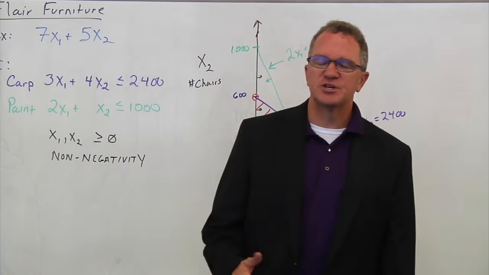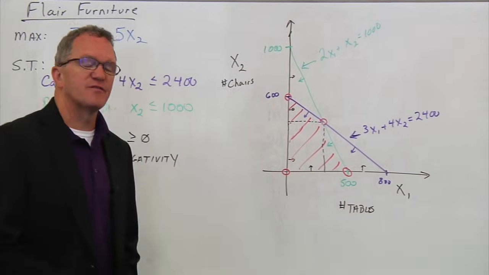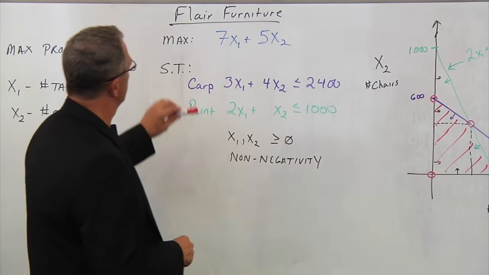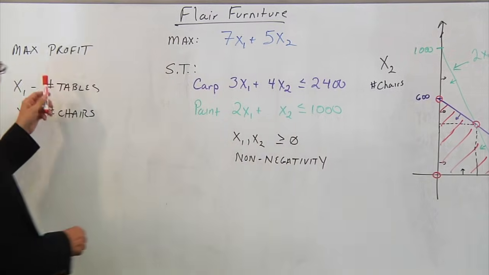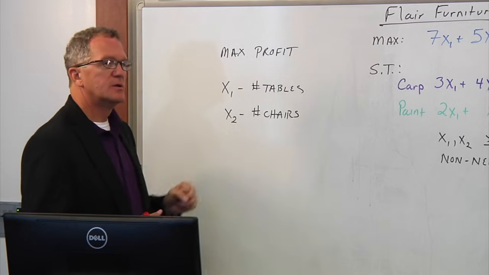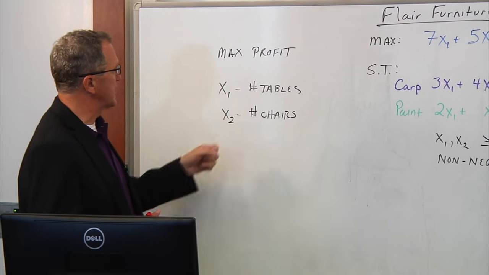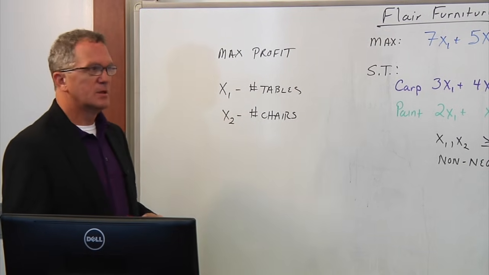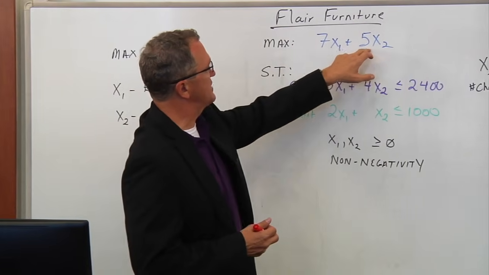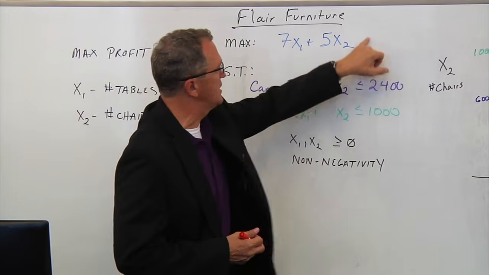I'm Terry Klinker. We're going to continue with our graphical solution of our Flair Furniture process. If you remember correctly, we were trying to maximize profit. Our decision variables were how many tables we could make and how many chairs we could make. We made $7 for every table, $5 for every chair, so we wanted to maximize this.